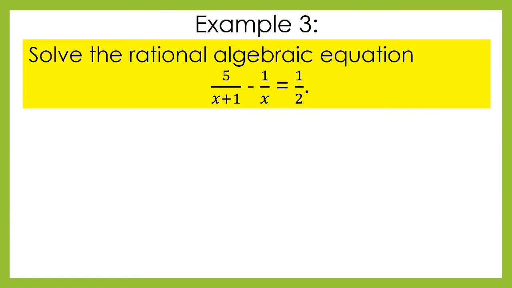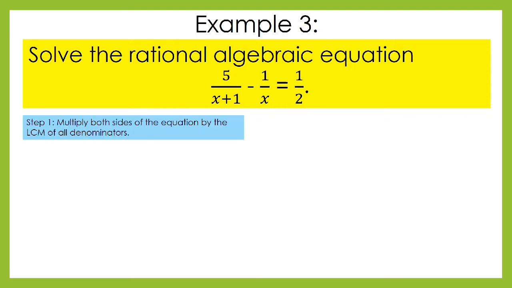Let's have example 3. Solve the rational algebraic equation 5 over x plus 1 minus 1 over x equals 1/2. The given equation is a rational algebraic equation. So we will multiply both sides of the equation by the LCM of all denominators. This is the given equation.